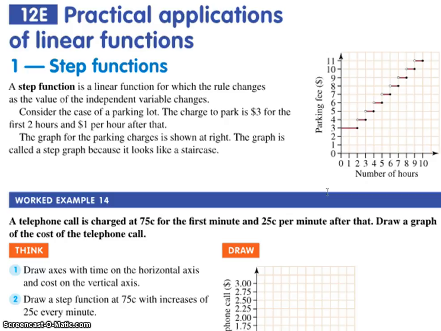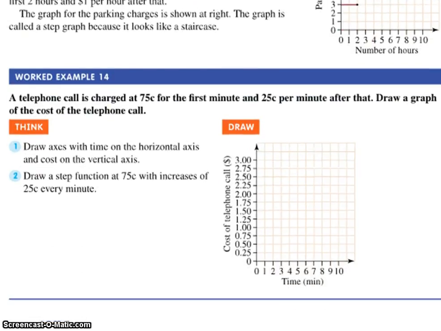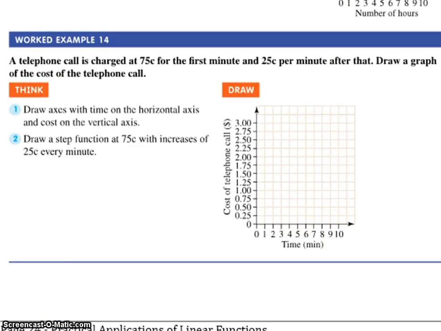Parking lots are a classic example of this. It'll cost you $3 for the first 2 hours and $1 per hour after that. So it's like a flag fall type thing. The graph for the parking charges is shown on there. You guys have seen that. Step graphs are called that because they look like staircases.